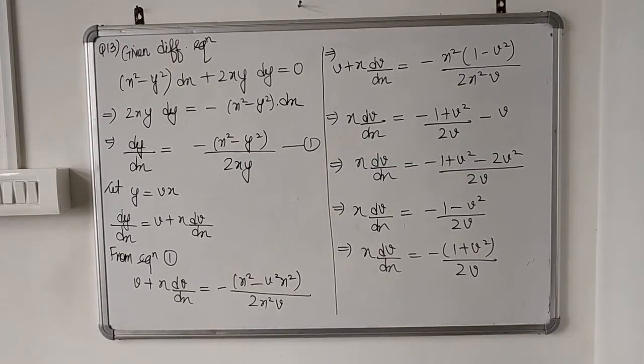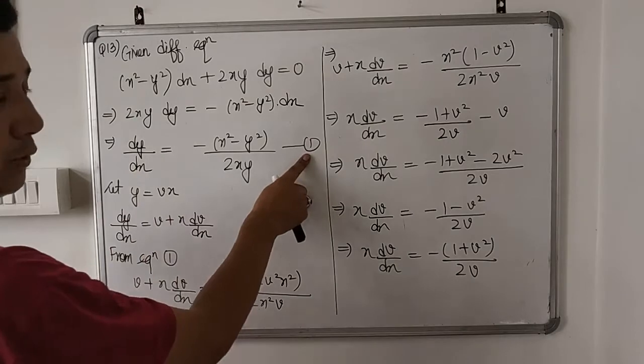Alright, so let's move ahead with question number 13. A similar question is given to us. Solve the differential equation, given that y is equal to 1 when x is equal to 1. Now from this differential equation, please find the value for dy by dx. You know how to do. Keep it as equation 1.